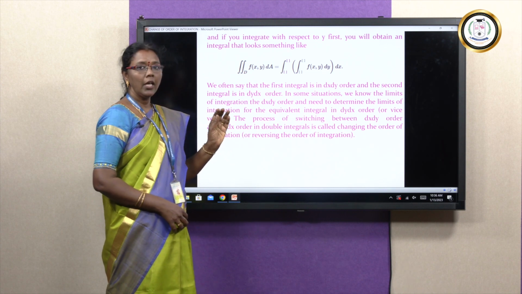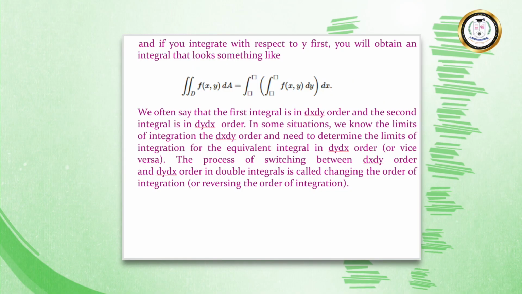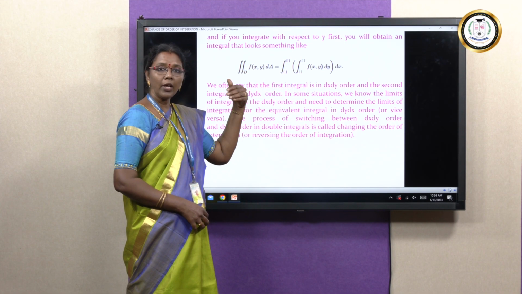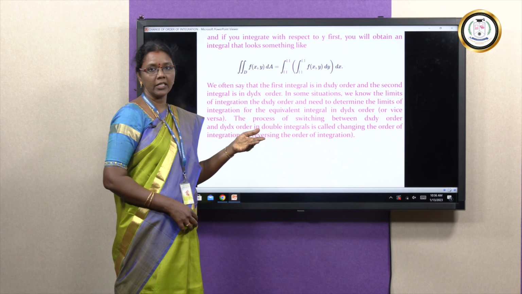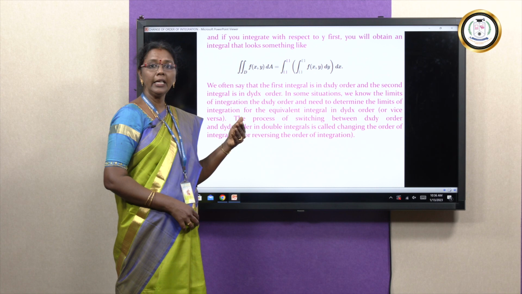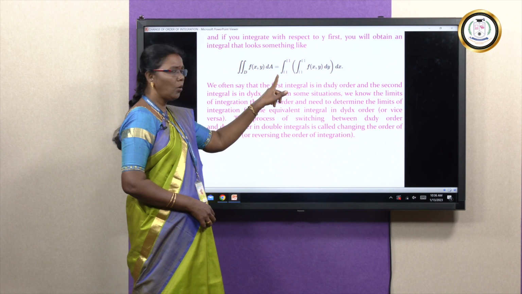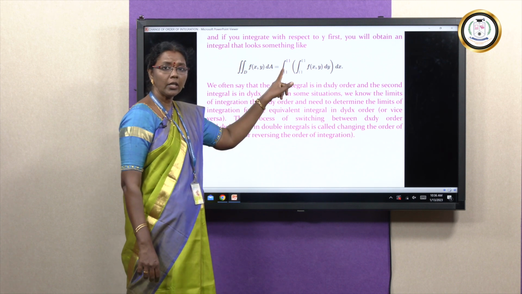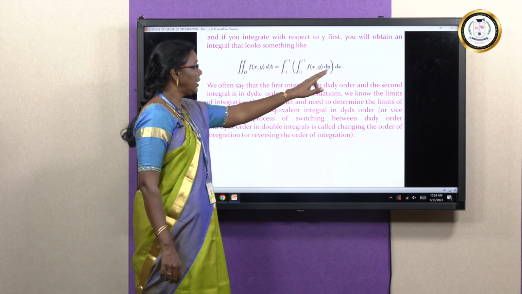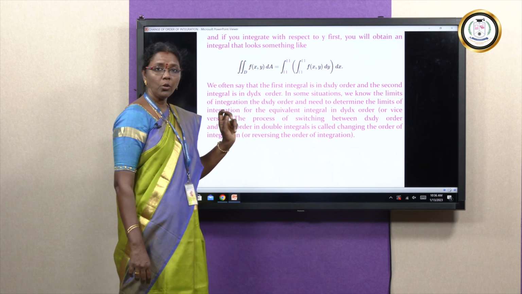Suppose here I have f of xy dy. If it is a variable limit, it must be the limit for y. A limit for y means we should have the limit in terms of x. If the inner integration is with respect to y, we will have the inner limit in terms of x, and the outer limit is the constant limit, which is integrated with respect to x.